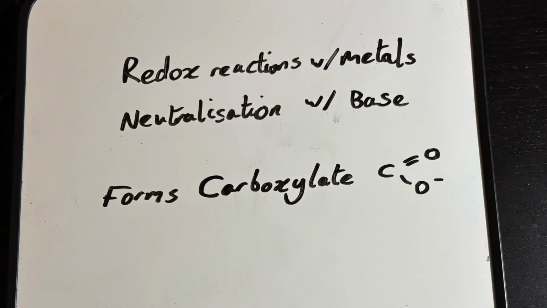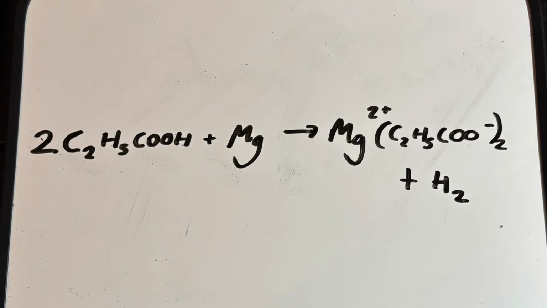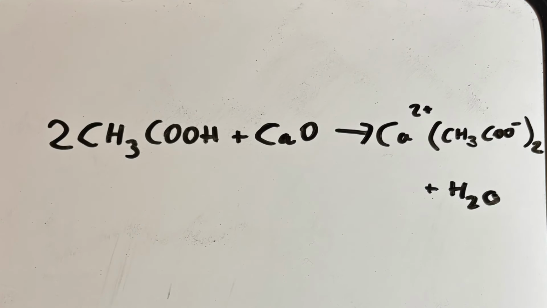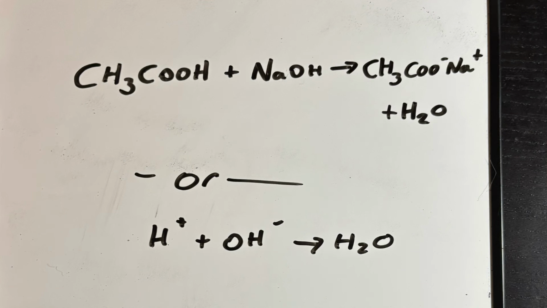Because it's an acid, it neutralizes with bases and undergoes redox reactions with metals. Now, when we take the hydrogen away, we call it a carboxylate group, and this will be important when we do esters in a bit. So when you react ethanoic acid with magnesium, you create magnesium ethanoate and hydrogen gas, like you would with any other acid. And reacting ethanoic acid with a metal oxide gives you the salt and water. Reacting it with a base gives you the salt and water, or you can just write it as an ionic equation to form just water.